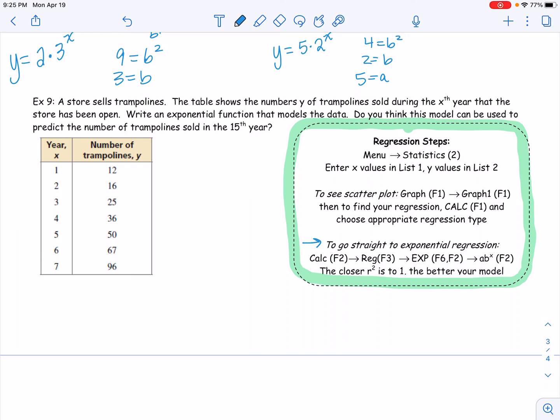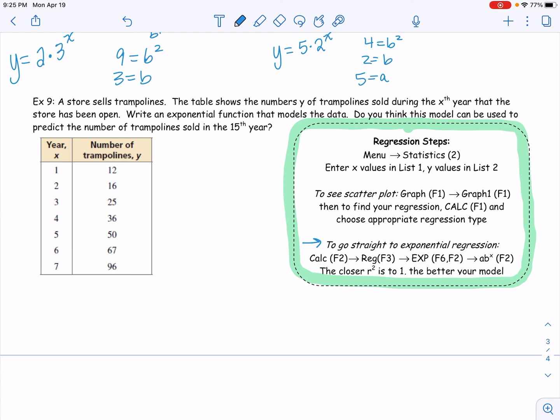And so it'll give you some answers. It'll say A is this, B is this, etc. It will also give you an R and an R squared rate. The closer that R squared is to 1, the more precise and the more accurate and the better your model is.